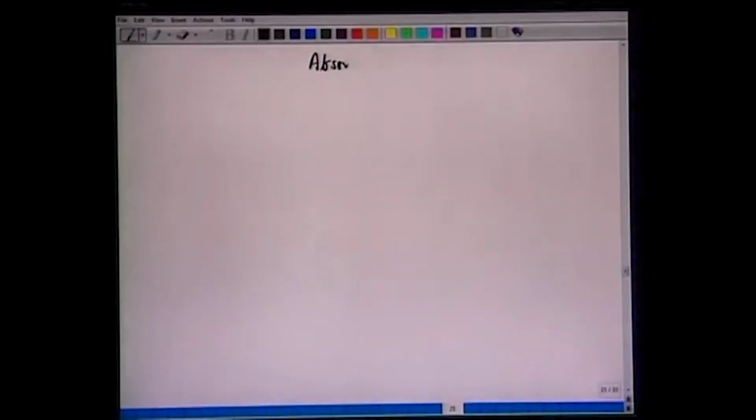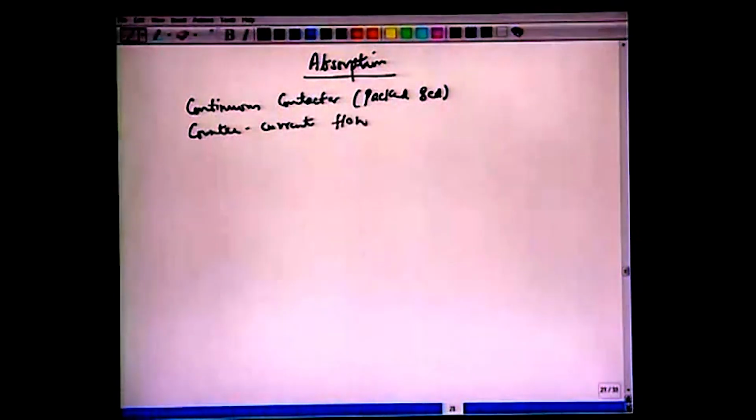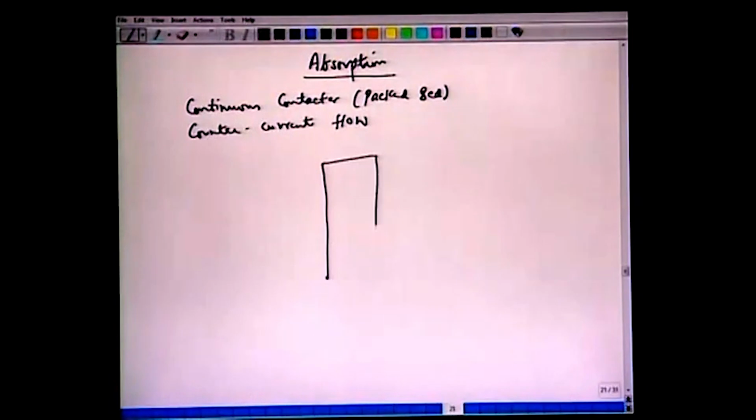So, what we have here is absorption. We look at a continuous contactor. Essentially we have a packed bed and counter current flow. All right. So, schematically we have an absorption column like this, and packing we denote with this cross.